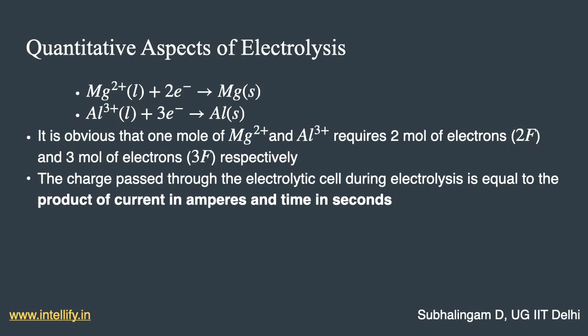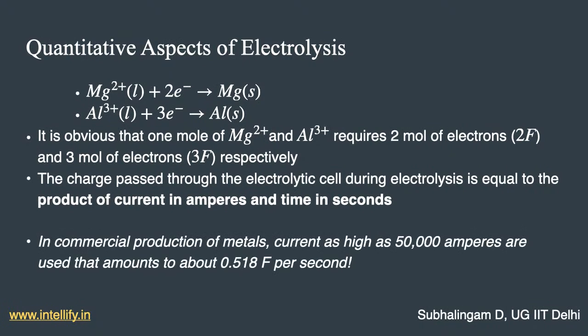The charge passed through the electrolytic cell during electrolysis is equal to the product of current in amperes and time in seconds. Simply, Q is equal to I times t. In commercial production of metals, currents as high as 50,000 amperes are used. That is something like 0.518 Faraday per second. It's a huge number, right?